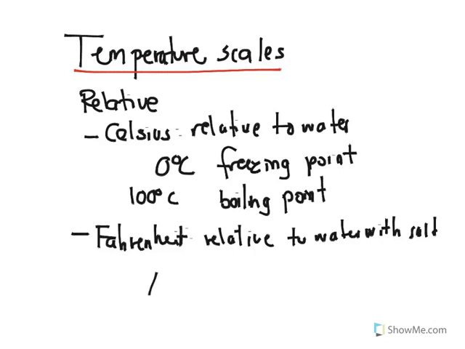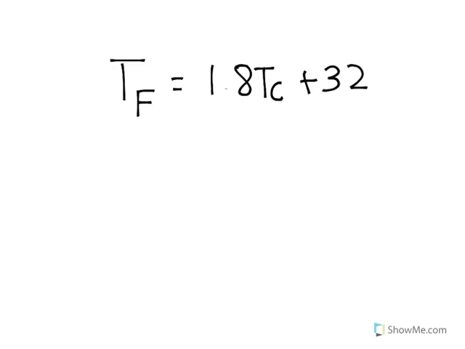For instance, a change of temperature in Fahrenheit is going to be equal to 1.8 steps or change in temperature in Celsius. So we can relate them as: the temperature in Fahrenheit is going to be equal to 1.8 times the temperature in Celsius plus 32. This states that they have different slopes and different origin.